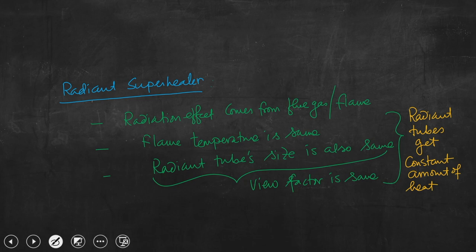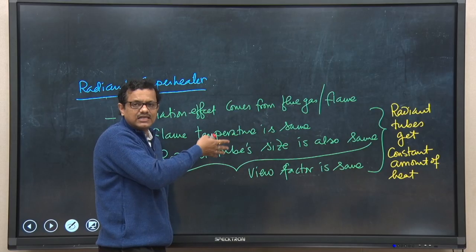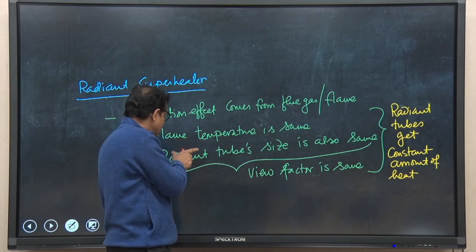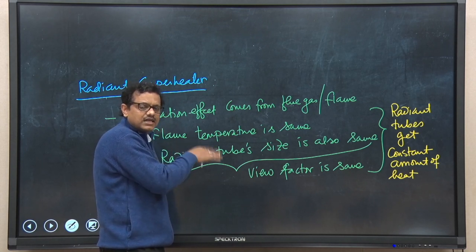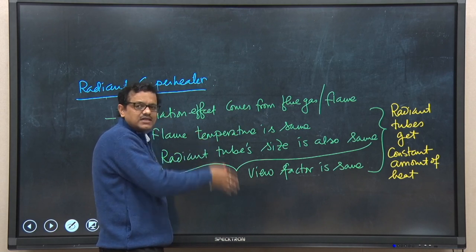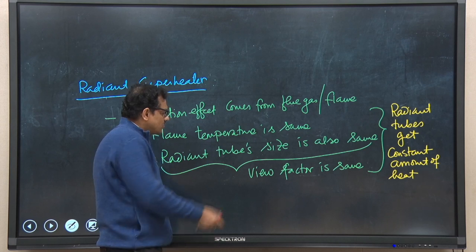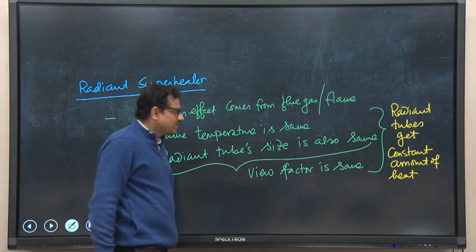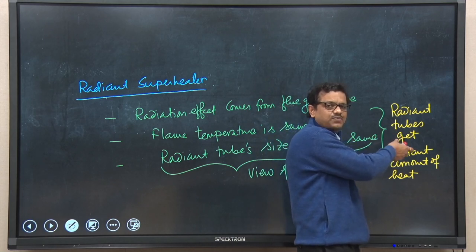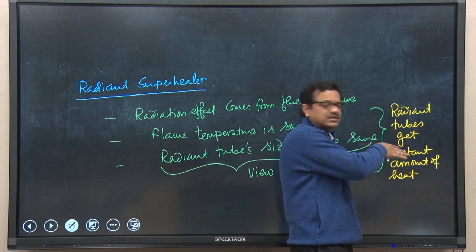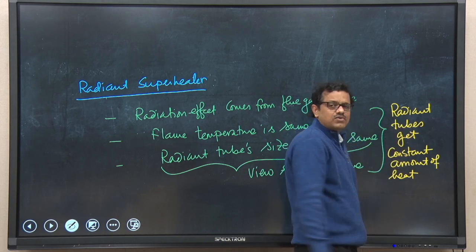So, try to understand. We have understood that the radiation effect will come from the flame or flue gas, and flame temperature is remaining the same. Maybe we have increased the mass flow rate of flue gas, but that does not indicate the flame temperature has increased; flame temperature is remaining the same. On top of that, the size of the radiant tubes which are already used is also the same. So, the view factor or shape factor will be the same. Now, even if we place that radiant superheater for a case where demand has increased, the radiant tubes will get a constant amount of heat.